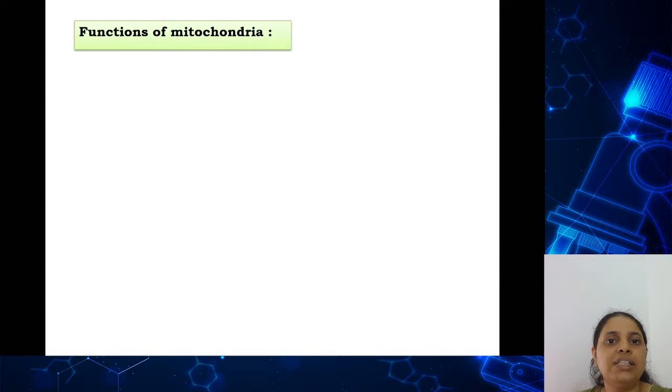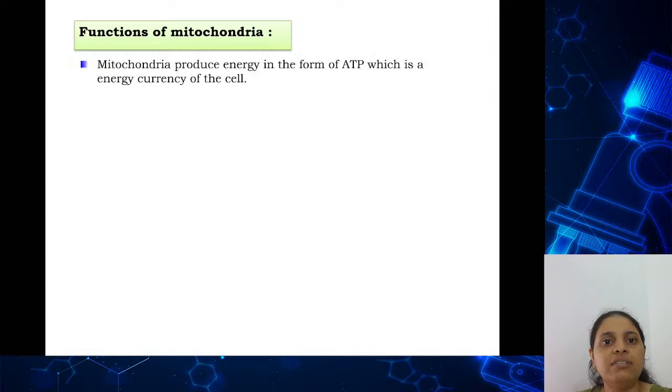Now let's list out the functions of mitochondria. So very important, mitochondria produce energy in the form of ATP, which is the energy currency of the cell. Now why are ATP molecules known as energy currency? See, whatever we do, any organism, whether a bacteria, plant, animal, any living organism, we need energy to do various activities for various metabolic reactions, right?